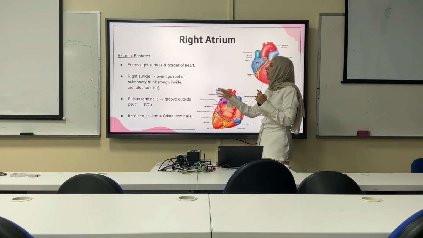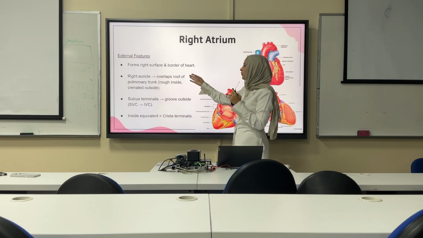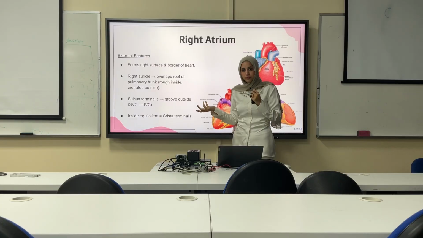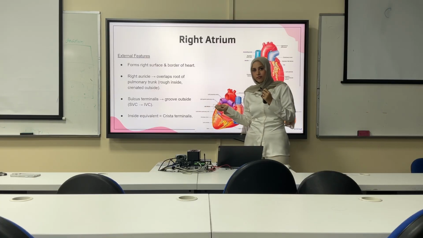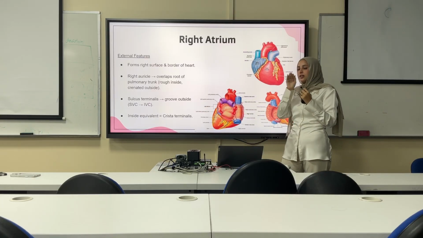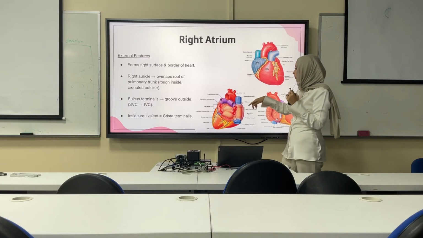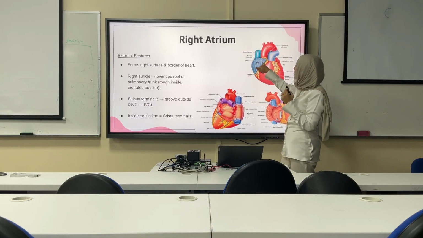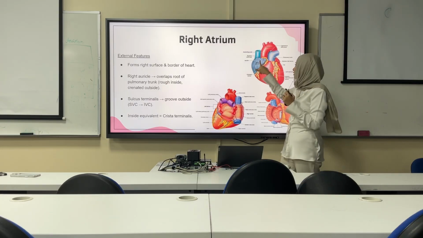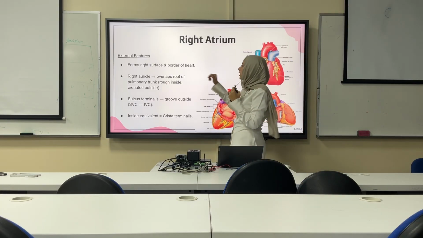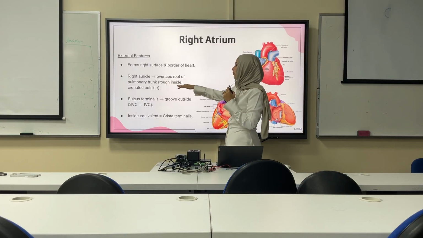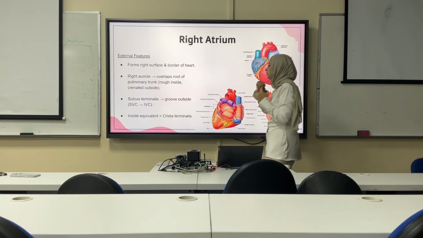So the right atrium, we have external features, it forms the right surface and the border of the heart, we know that already. The right auricle, what does auricle mean? It's like an extra pouch that comes over the heart. You can see where it is? This one. You see the auricle? It's like an ear basically here, at the corner. It overlaps the root of the pulmonary trunk, rough inside, crenated outside.